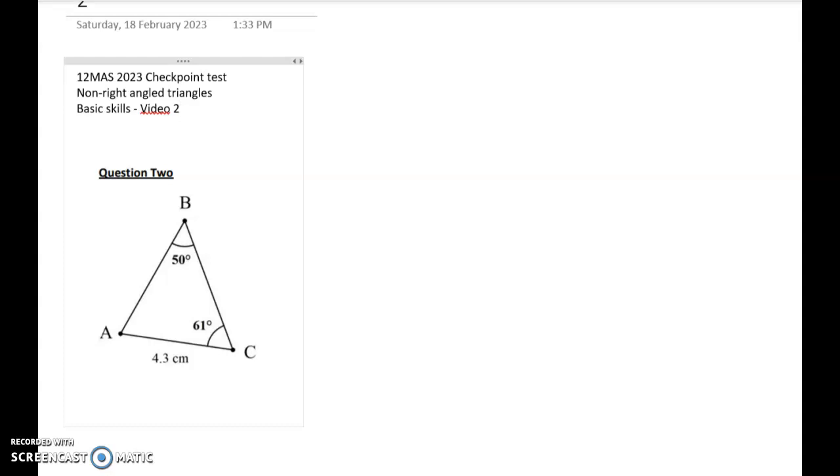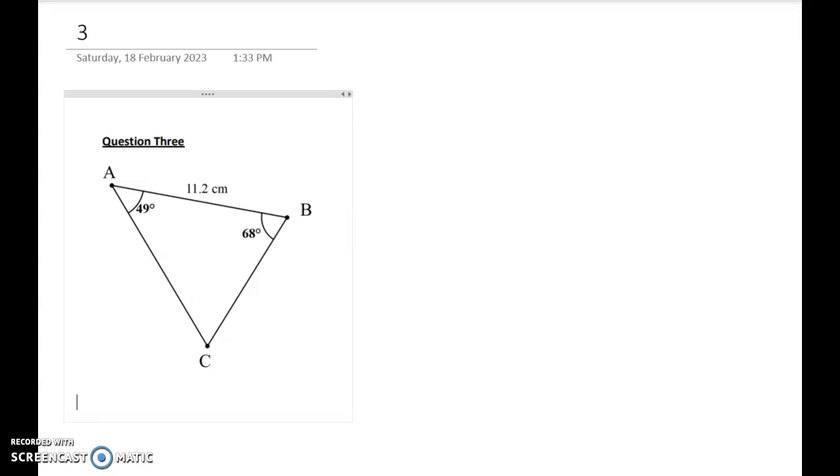So I'm going to try and look at two triangles in this one. I'll go a little bit faster than in the first one. This is the first question, and remember we have to find all of the angles and the sides. And then this is question 3.